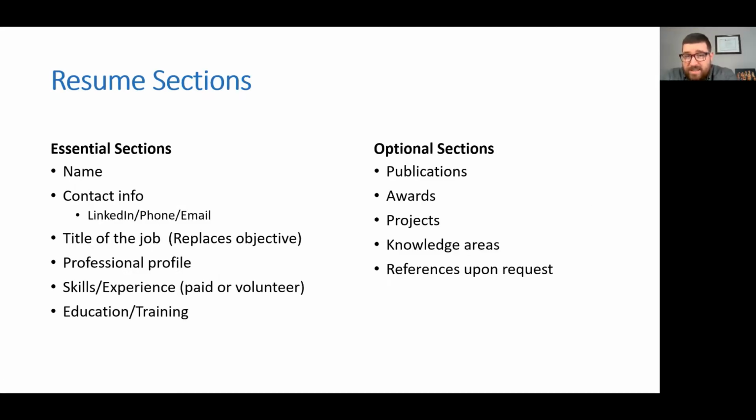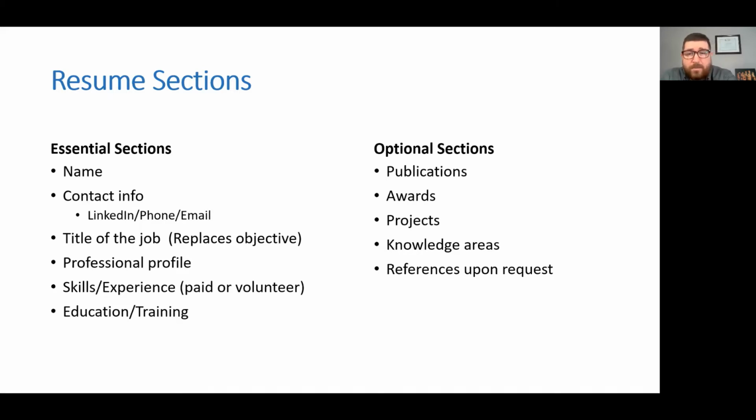Resumes have 6 essential sections: your name, your contact information, which is your phone number, email, and LinkedIn, if you have a LinkedIn, followed by the title of the job you are applying for. This has replaced the objective statement, which used to be on resumes. Your professional profile, which is a summary of your qualifications. The skills and experience that you've obtained at past employment or volunteer experiences. And finishing up is education and training.